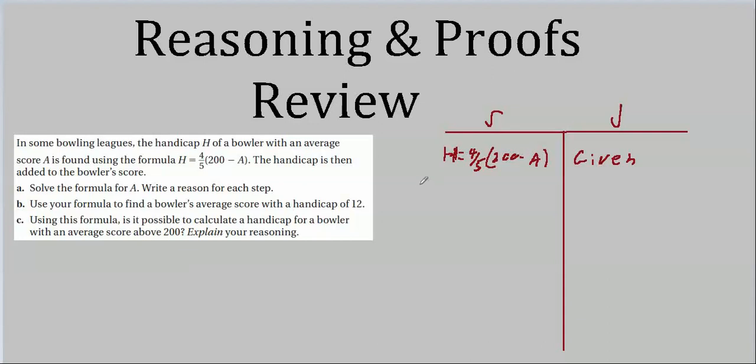Okay. That means h equals 40 times 4 is 160. That's 4/5 of 200, right? Minus 4/5 a. And we don't even need parentheses anymore, do we? Take my word for it, we don't. And that is the distributive property.